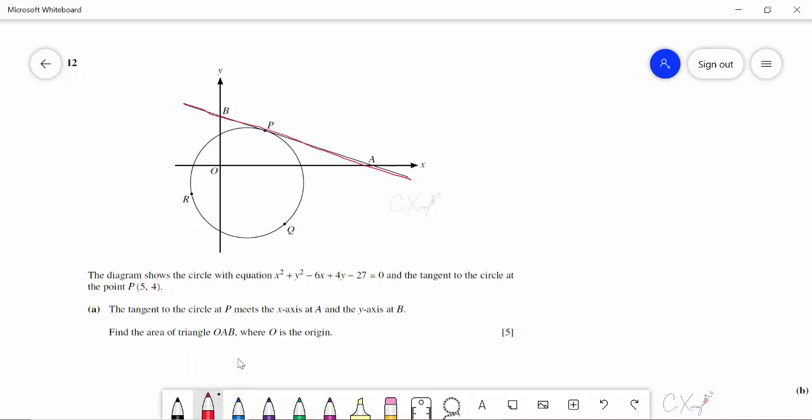Right, so first they tell us that the tangent to the circle at point P meets the x-axis at A and B. So the x and y intercepts for this particular tangent are the points A and B. They want us to find the area of triangle OAB, where O is the origin. From this question, you can see that this is the area they want us to find.